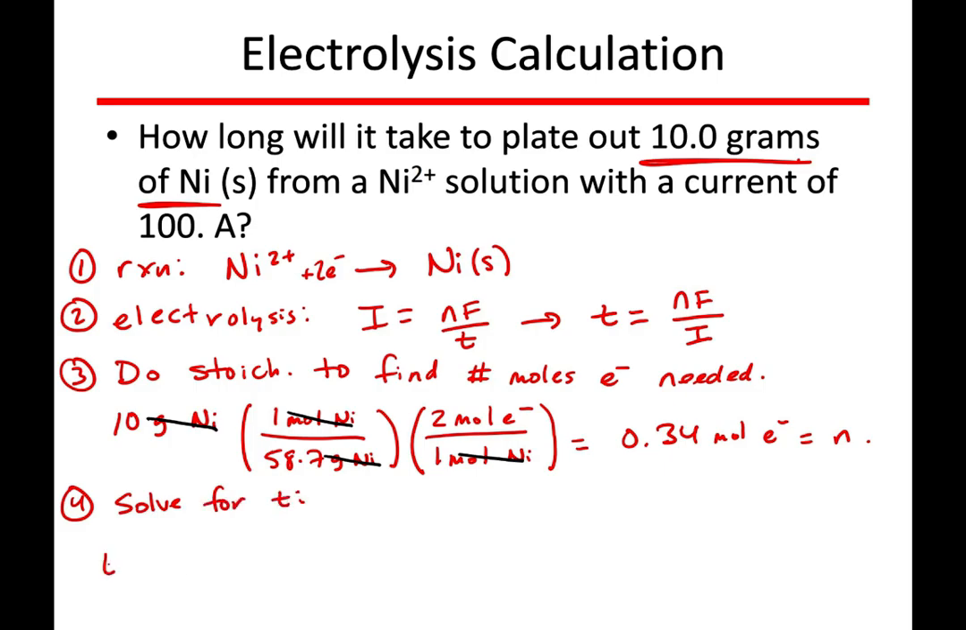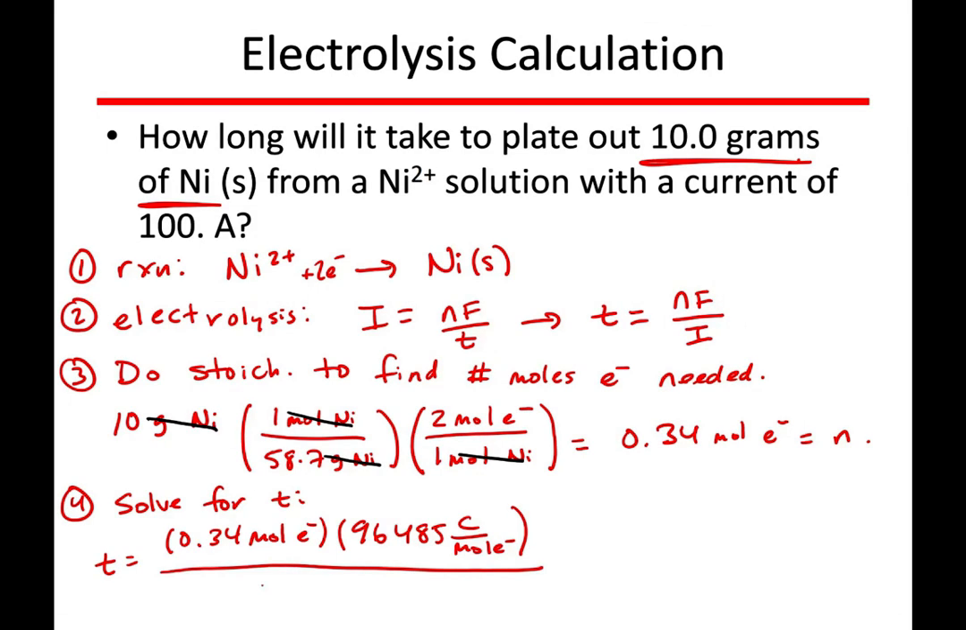So we said that t is equal to the number of moles of electrons, which we now from stoichiometry determined was 0.34, times Faraday's constant, 96,485 coulombs of charge per mole of electrons, over the current of 100 amps. It'll be hard to see how the units cancel out unless you remember here that 1 amp is the same thing as 1 coulomb per second. So instead of saying 100 amps, I'm going to write it as 100 coulombs per second, and that will help me to see how the units cancel properly.